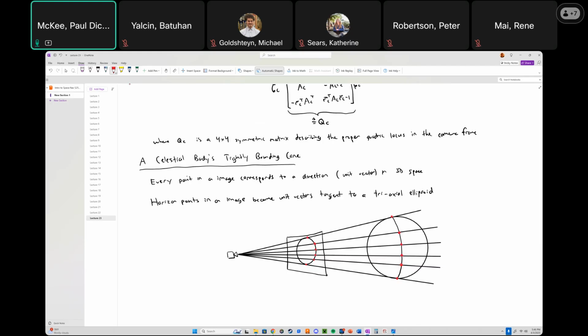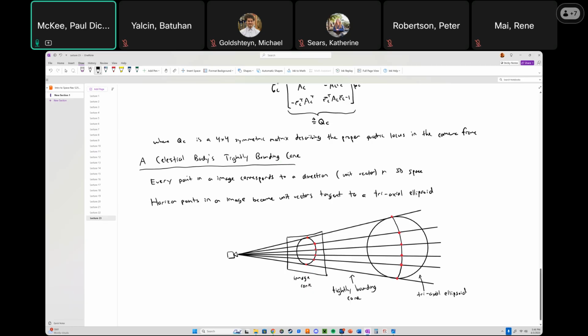Really, we know these are tangent lines to a sphere or a triaxial ellipsoid in 3D space. So in here, you get an image conic. This is our triaxial ellipsoid. And then this bit, imagine that this is kind of like the wrapper around a bouquet of flowers, right? That sort of thing. You get this kind of conic cone shape that tightly bounds the planet. Aha, that's the name. It's the tightly bounding cone.